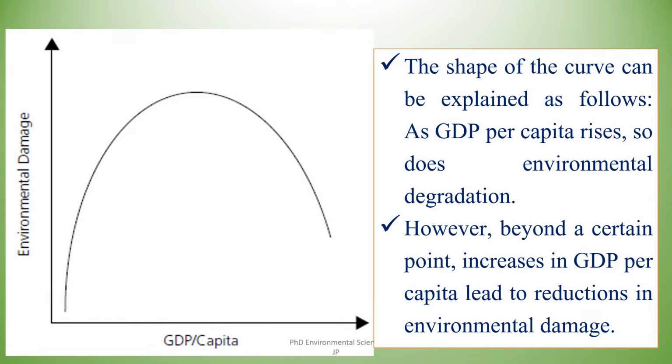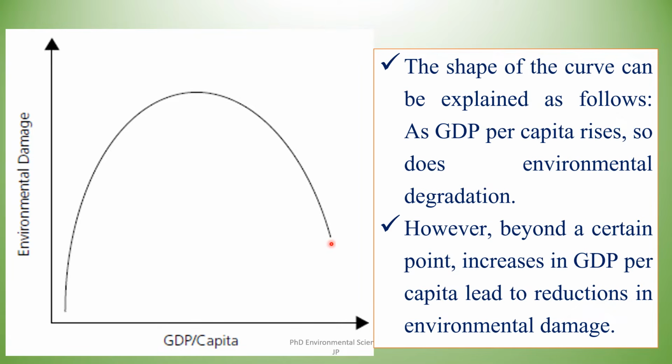Now the image shows a graph with the x-axis labeled GDP per capita and the y-axis labeled environmental damage. The curve on the graph forms an inverted U shape, suggesting a relationship where environmental damage initially increases with GDP per capita but decreases after reaching a certain level of GDP per capita.